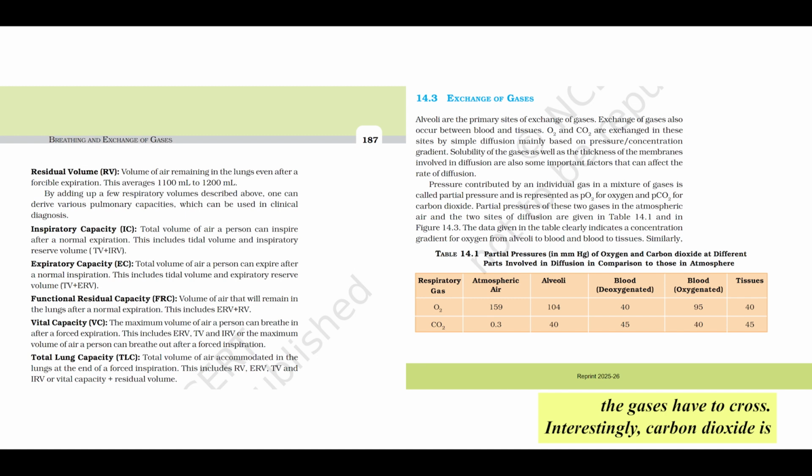Interestingly, carbon dioxide is about 20-25 times more soluble in water and plasma than oxygen. This high solubility helps CO2 diffuse efficiently even when the pressure gradient isn't huge. And the diffusion membrane in the lungs is incredibly thin, which also speeds things up.